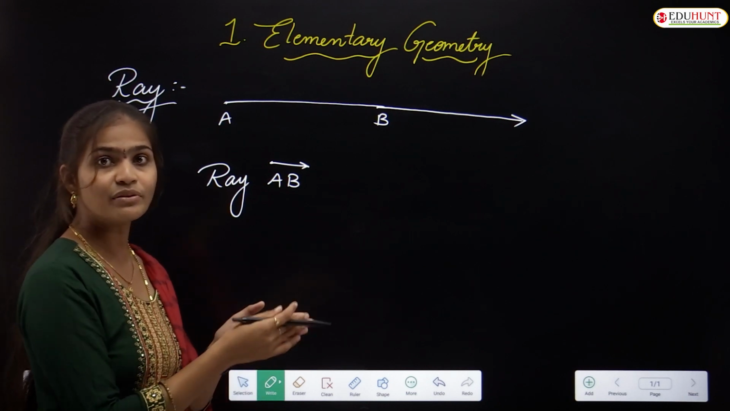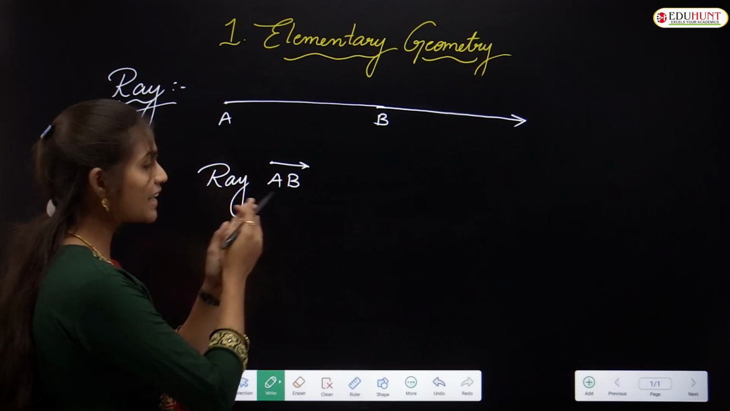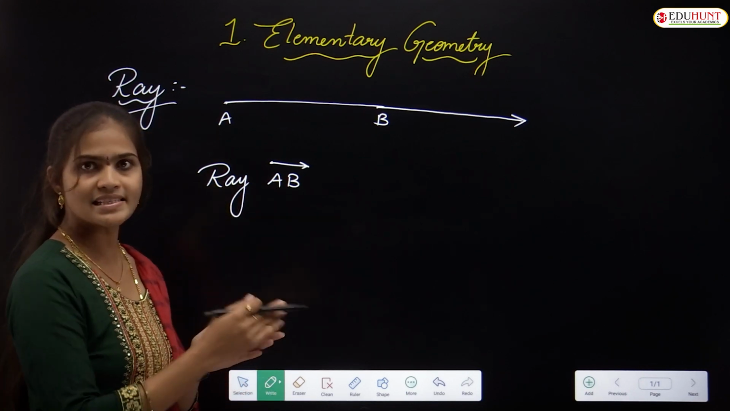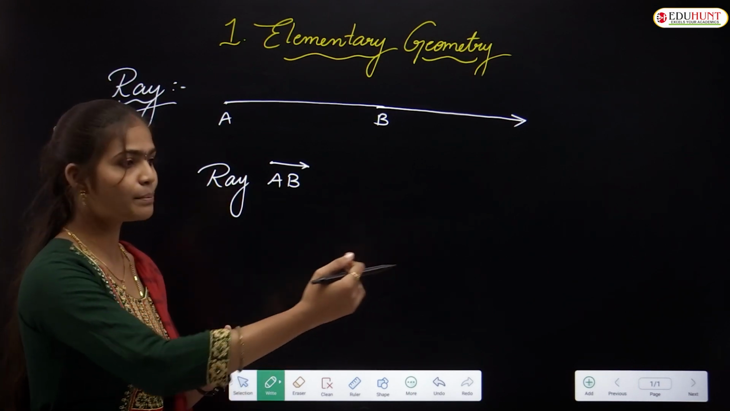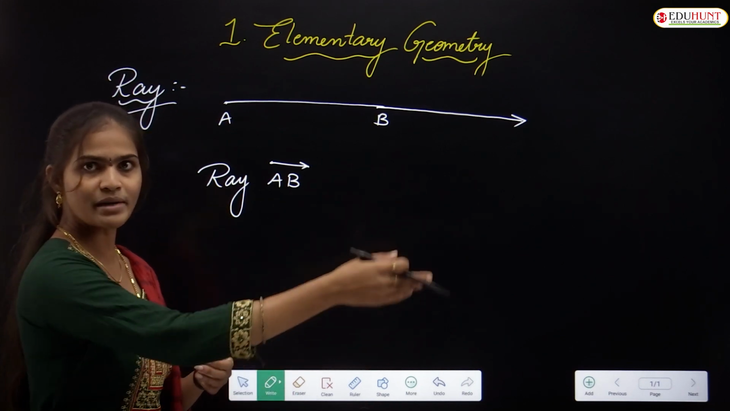Okay, it doesn't have any fixed point, or any exact constant point here. That's why it can be extended. For example, I am standing here, and in front of me one bus is going in this direction only, in the same direction.